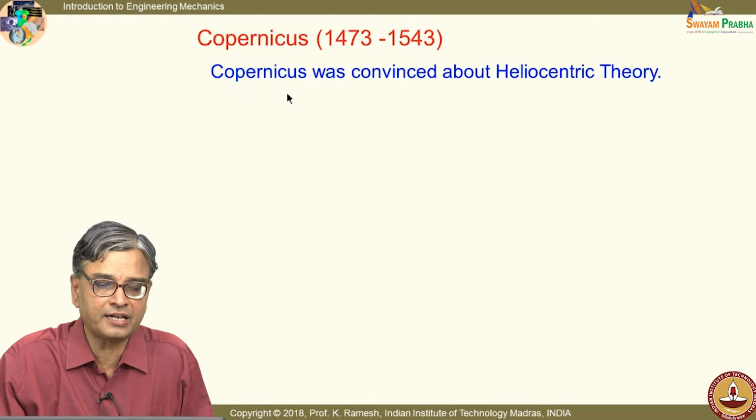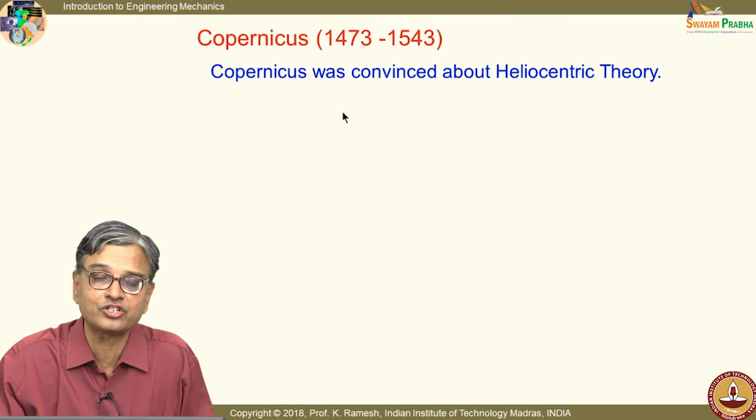And there was also Copernicus, between 1473 and 1543. We asked the question whether Earth is at the center of the universe. For 2000 years, people believed Earth is at the center of the universe. So, there was an uproar against it. One of the scientists who brought this about was Copernicus.